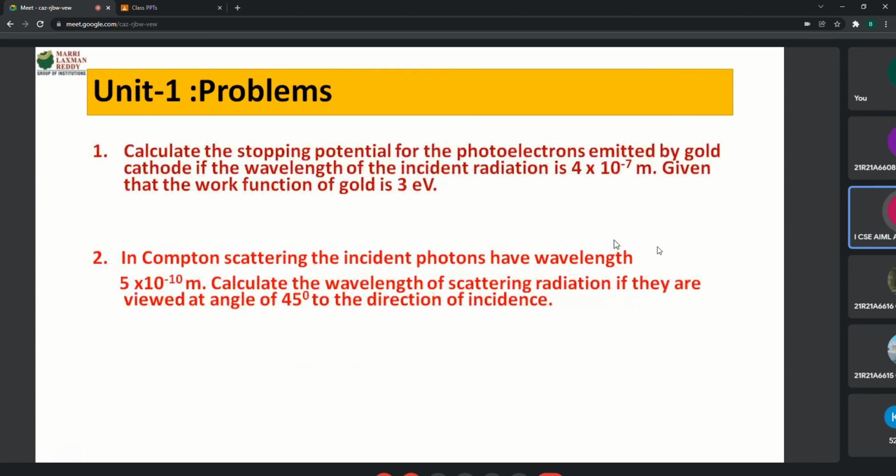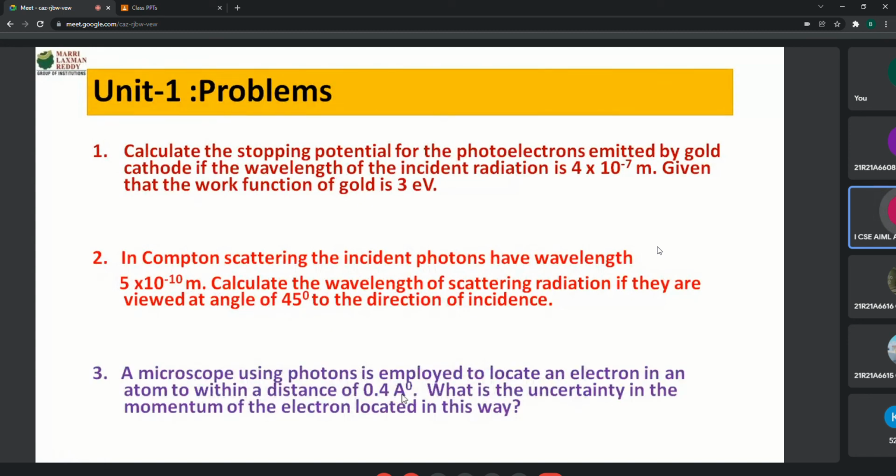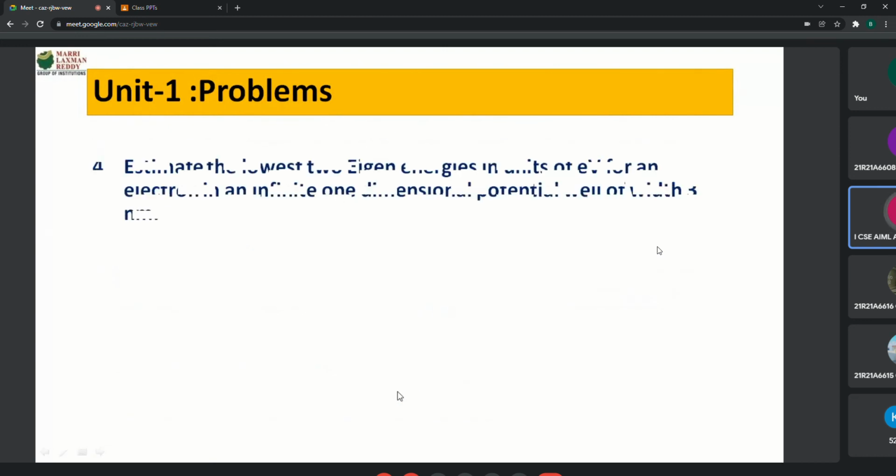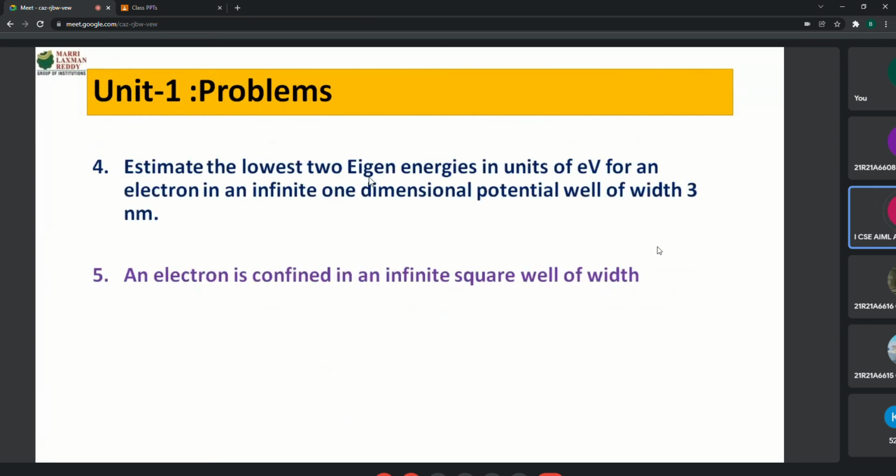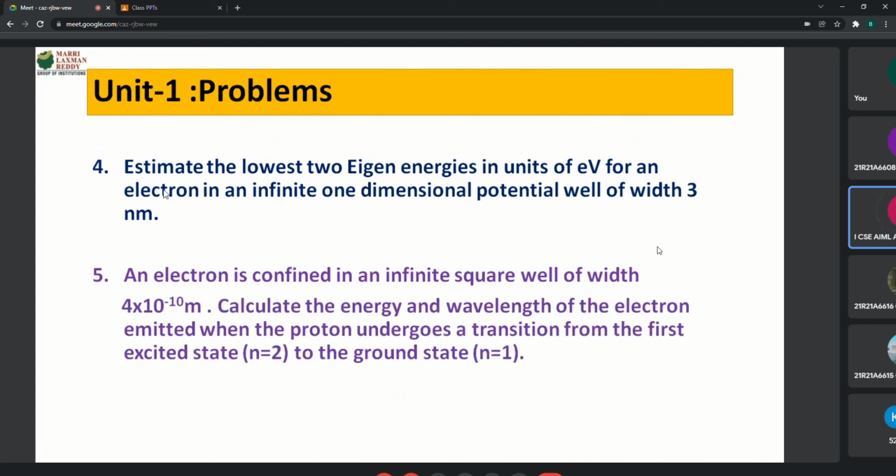Now what are the problems in this unit 1? Calculate the stopping potential, a very, very important problem. On stopping potential you are going to get one problem. Compton scattering, Compton shift problems are expected as model problems. The numerical values may vary, but problems like these are expected. Not only that, one problem on Heisenberg uncertainty, and eigenvalues, meaning the lowest energy level and the first excited energy level of a particle in a potential box. So these 5 problems are there. The numeric values may vary, but overall you are going to get these problems.